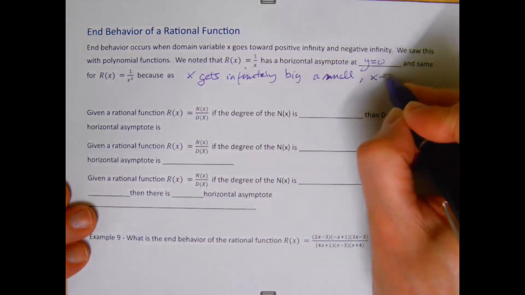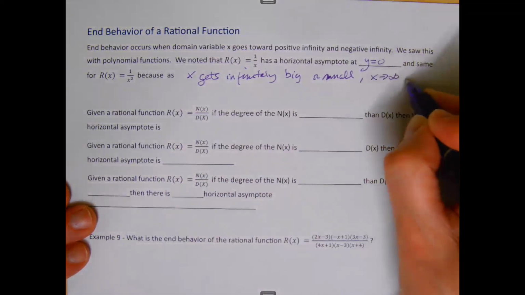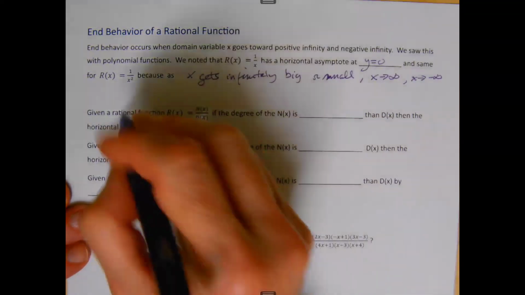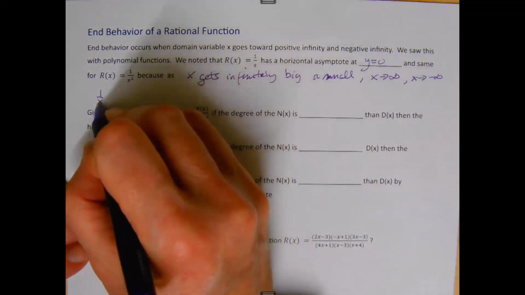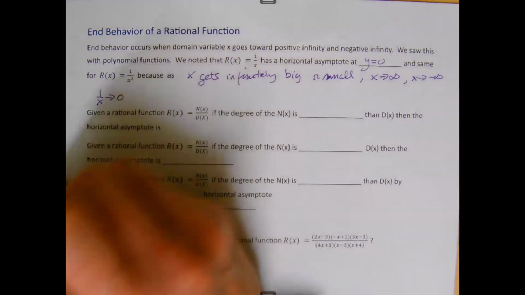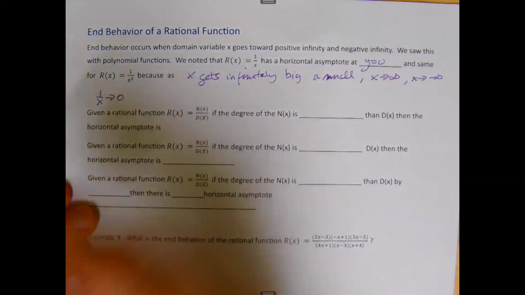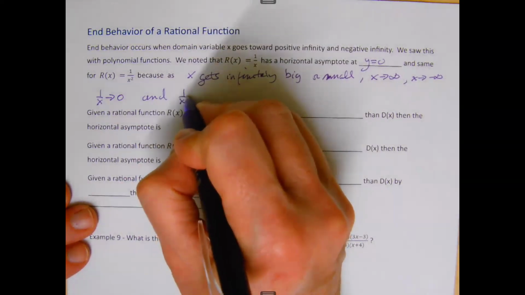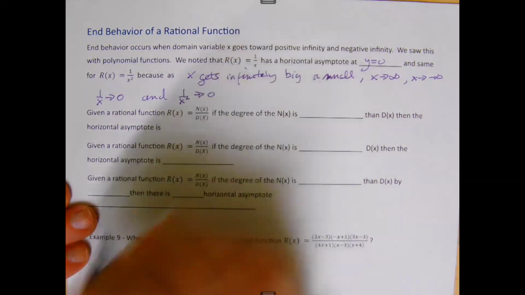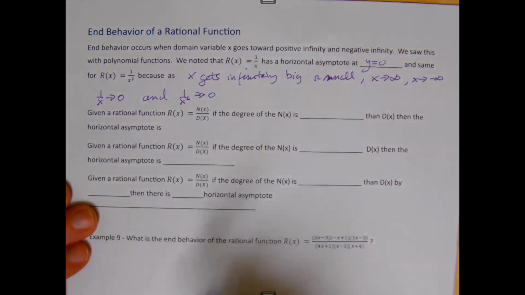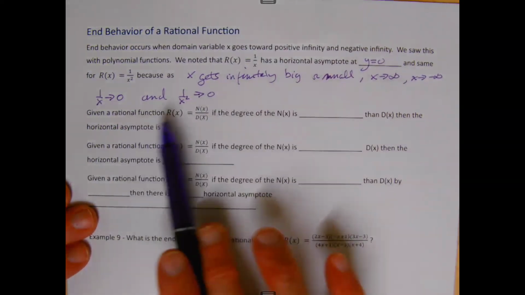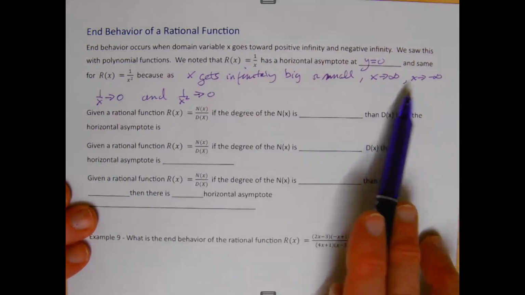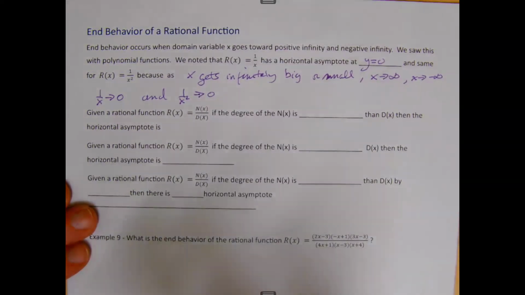So as x gets closer to infinity or x gets to negative infinity, 1 over x is approaching 0. Okay, and 1 over x squared is also approaching 0. So both of these are approaching 0 as x gets really big or x gets really small, going to the infinities. Okay, all right.